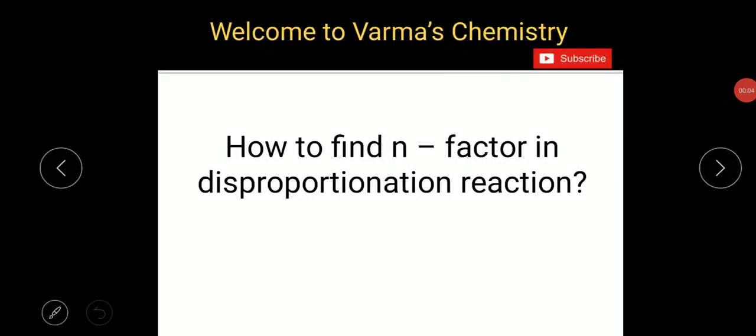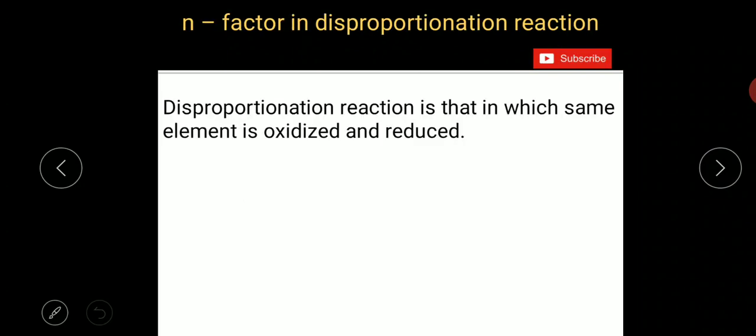In this video, I am going to tell you how to find n factor in a disproportionation reaction. Disproportionation reaction is a redox reaction in which the same element is oxidized and reduced simultaneously. It means one element acts as both oxidizing agent and reducing agent.